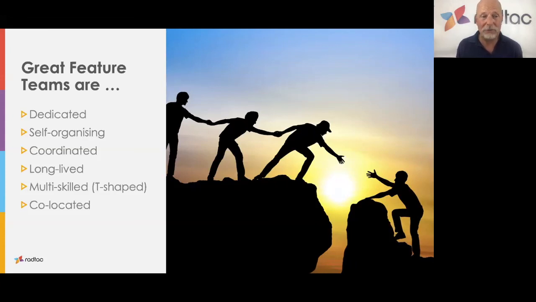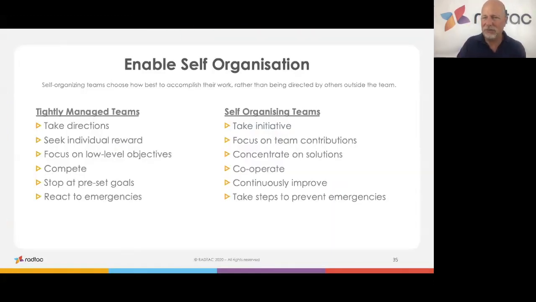Self-organizing, I've talked about. Coordinated. So we need to make sure that the team is self-organizing, coordinating itself with help from us. Long-lived. Most feature teams are pretty long-lived. They not only develop the capability, they support and maintain the capability. Multi-skilled, T-shaped, specialized generalists, people who can do more than one thing. They might be experts in one thing, but they can do other things as well. And physically or virtually collocated.